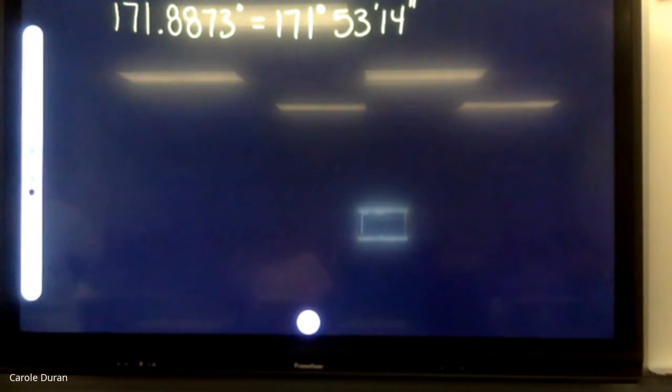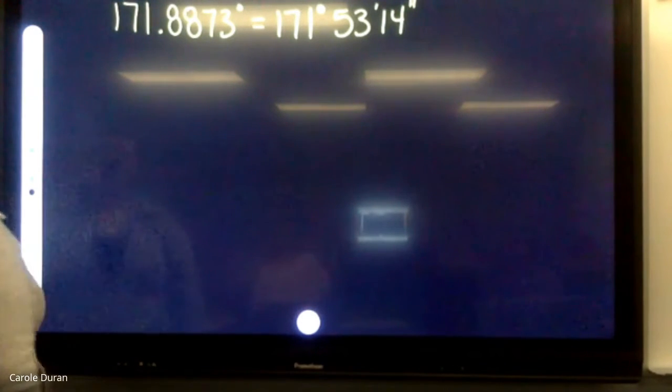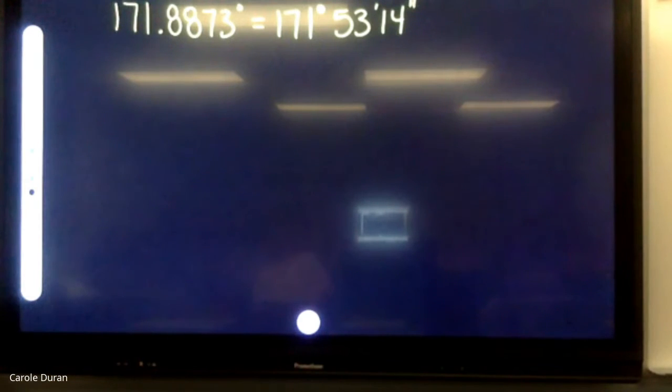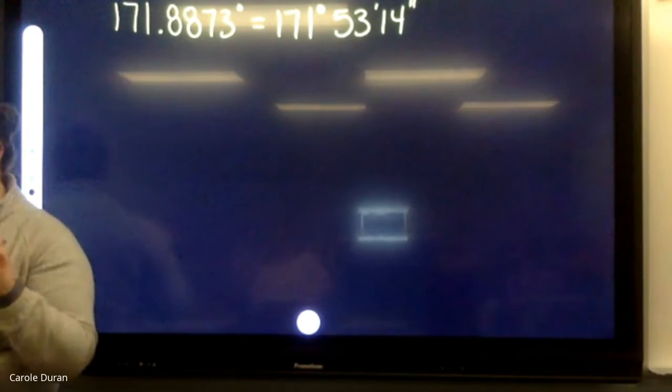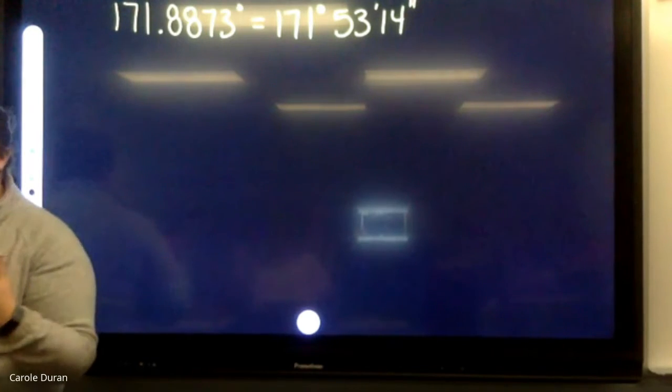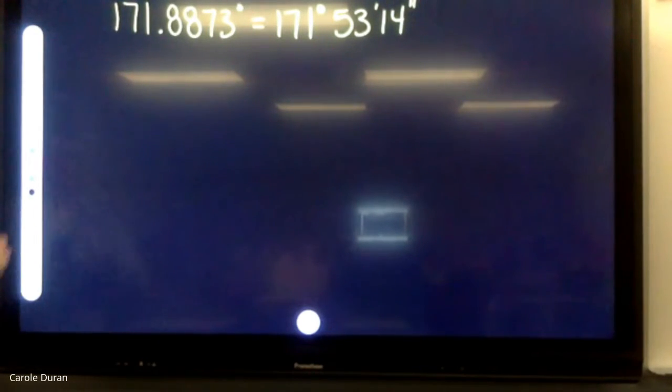Just for the ease of practicing, we're not going to go from radians to degrees, minutes, seconds. We're just going to start with a degree and transfer to degrees, minutes, seconds. Because I think you guys can already do the radian to degree conversion, especially if we can turn it to a decimal. That's not a major issue. So let's go.